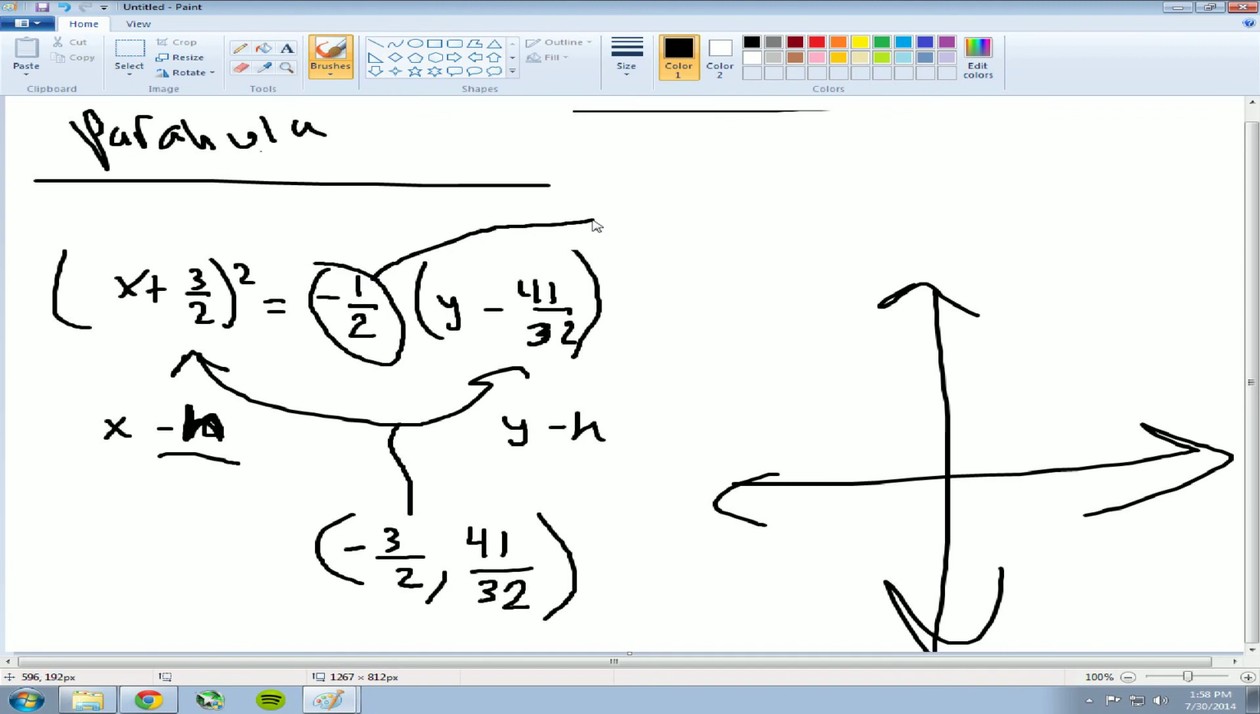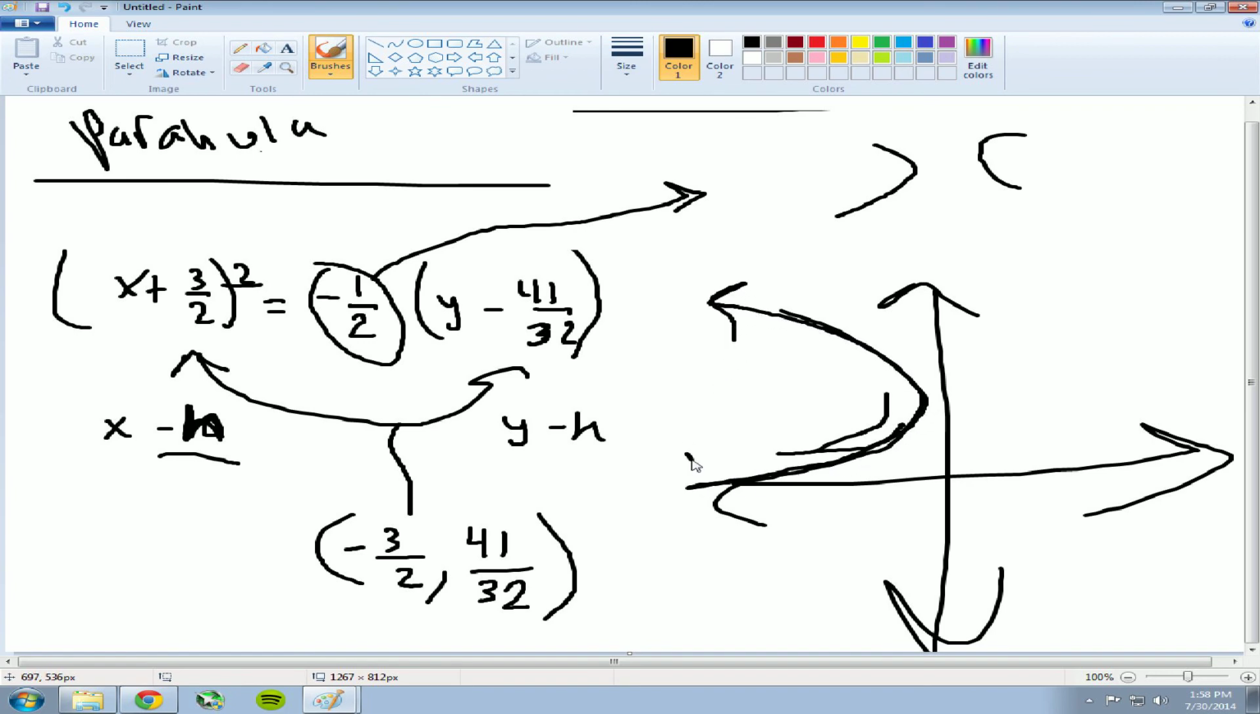Right here, what this says is that it's negative, so it's going to be flipped. And since it's x squared, instead of doing this, it's going to do this. So it's going to be like right here. It's going to look like this. There we go. That's how the parabola would look.